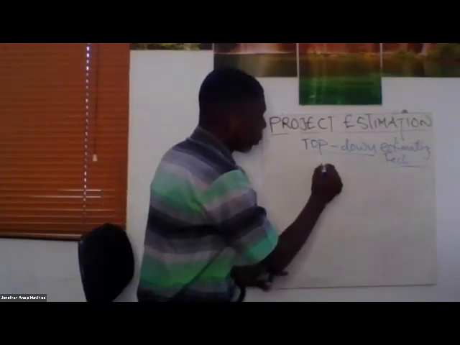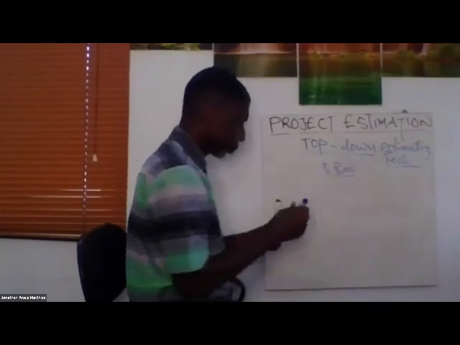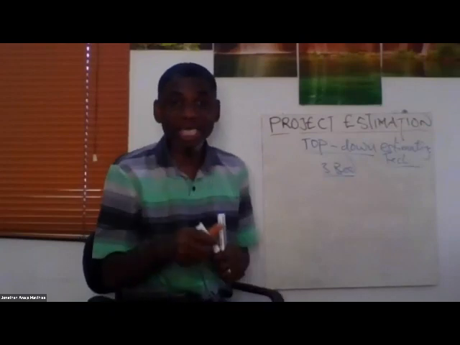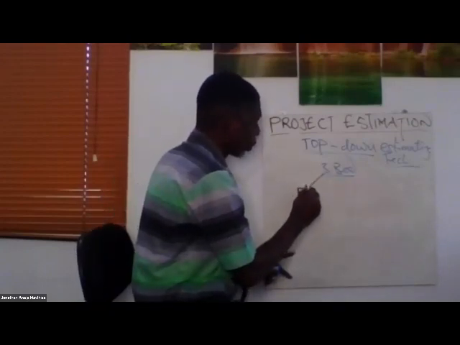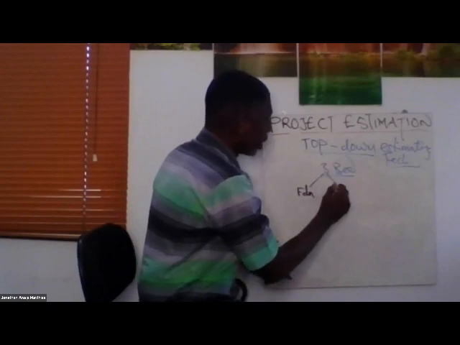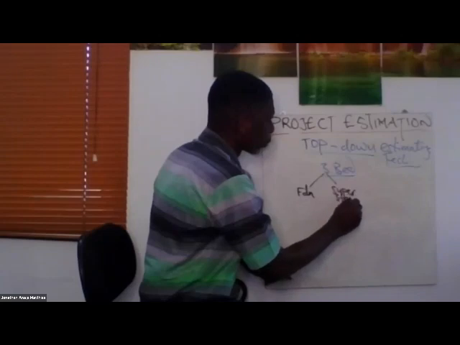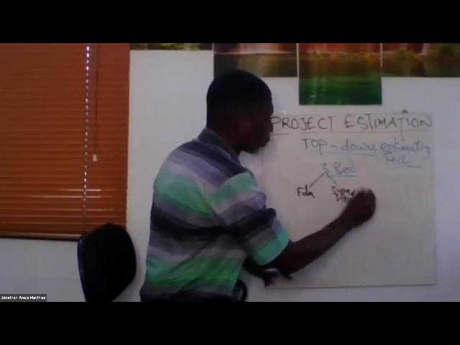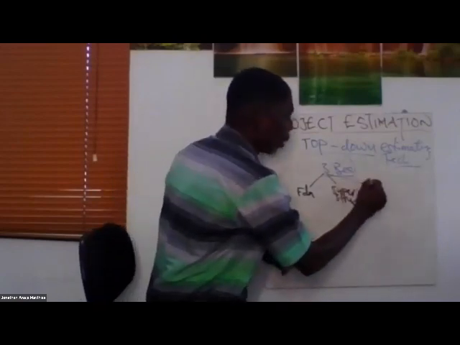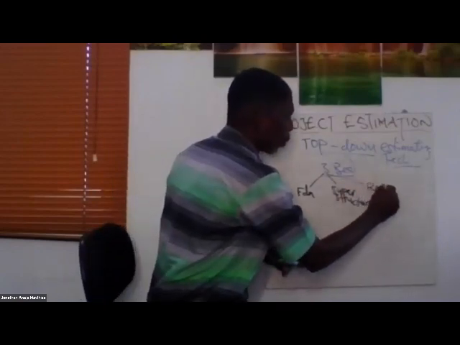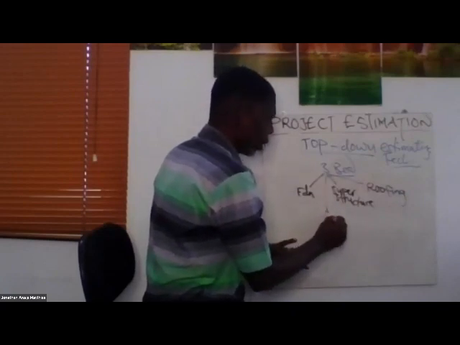You can, for example, take a 3-bedroom flat. A 3-bedroom flat has the foundation, it has the superstructure, it has what else? Roofing, and let's say it has finishing.